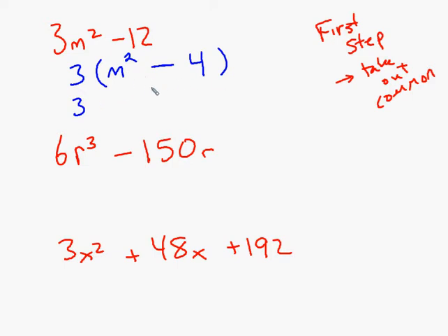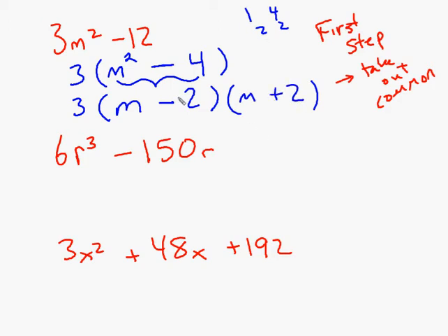We're going to separate this into 2 pieces. So we're looking only at this. Continue, Taylor. M minus. What are the factors for 4? 1 and 4 or 2 and 2. So 2 and 2. M plus 2. Yeah. Good.